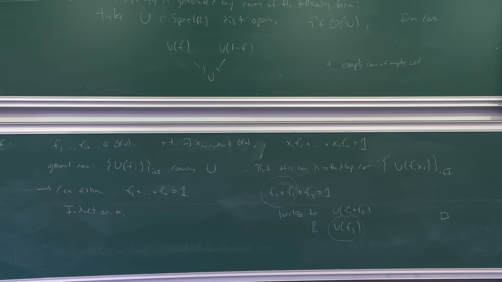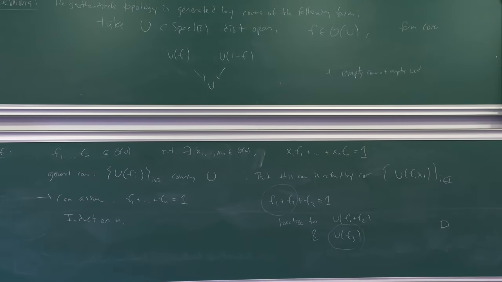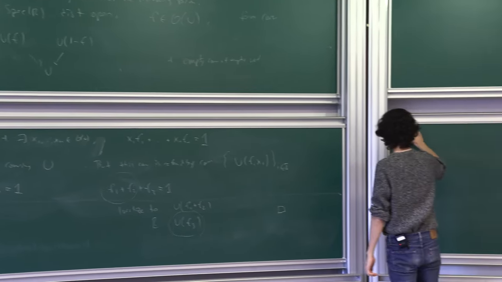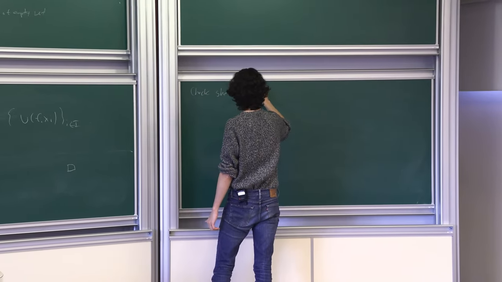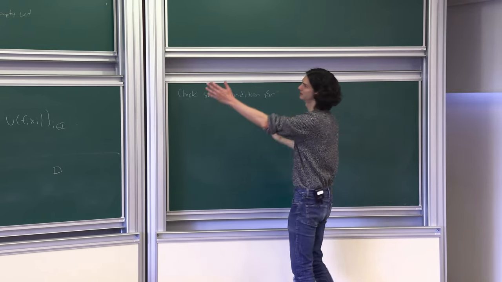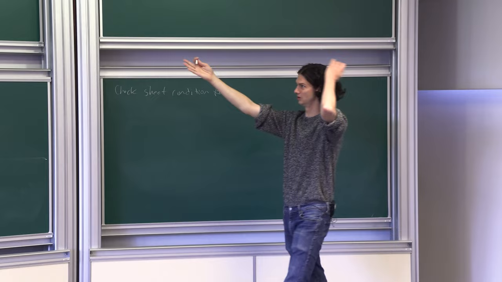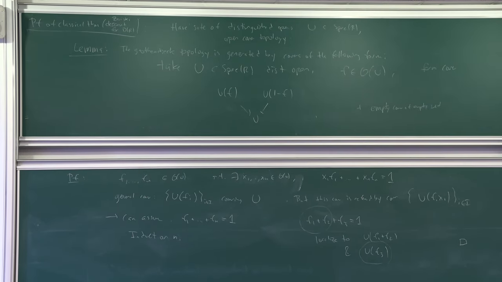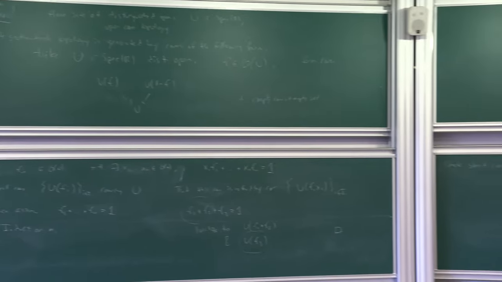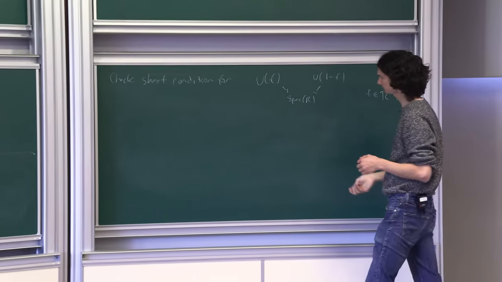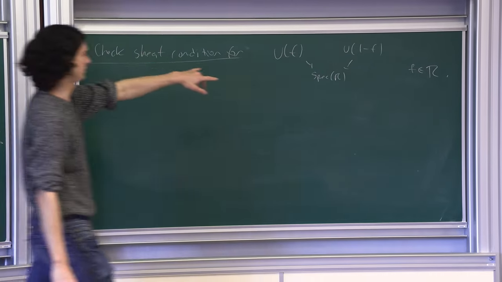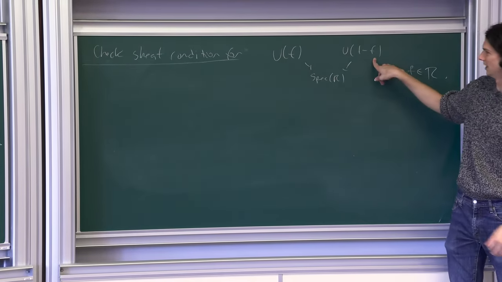Okay, but what about this case here? So what are we trying to show? So, checking the sheaf condition, it's a distinguished open in an element f, but there's no loss of generality in assuming U equals Spec R. So what is the sheaf condition in this case? In this case, we have just two elements, and then we have their intersection.